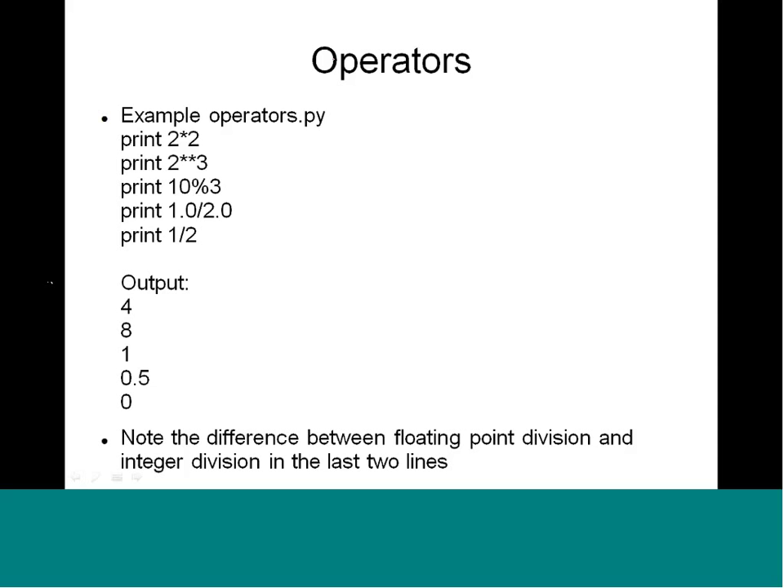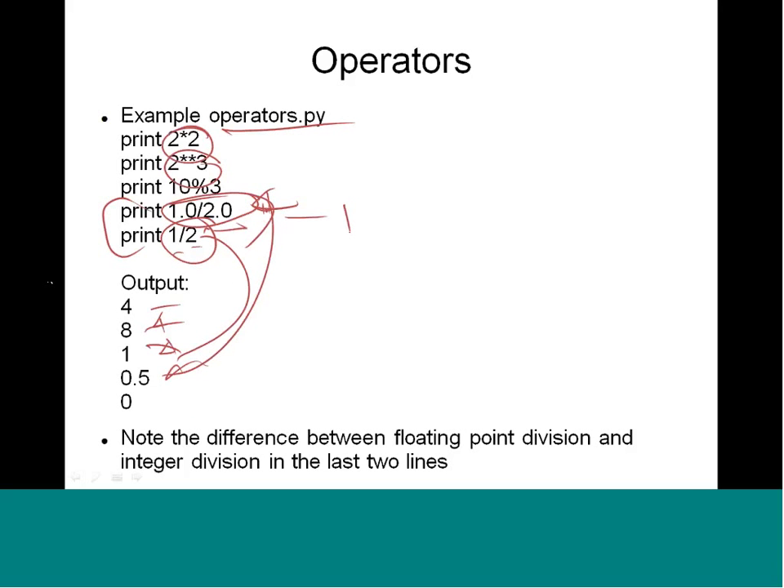So here is another example. This is known as the operators in Python. You know what 2 times 2 is, so it's 4. Now if you do 2 star star 3, which is exponentiation, the result is 8. And if you do 10 modulo 3 the answer is 1. Now if you print 1.0 divided by 2.0, this is something that we saw in Tickle. This is a floating point, so the result is 0.5. But if you do 1 divided by 2 that is still treated as integers, so the result is 0. This is exactly the same as what we saw in Tickle, so in that sense it behaves like Tickle.